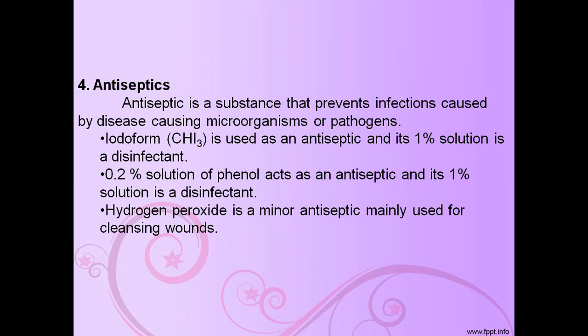Okay, so iodoform CHI3 is used as an antiseptic and its 1% solution is a disinfectant, and 0.2% solution of phenol acts as an antiseptic and its 1% solution is a disinfectant. Hydrogen peroxide is a minor antiseptic mainly used for cleansing wounds.